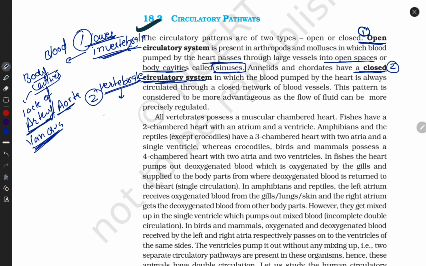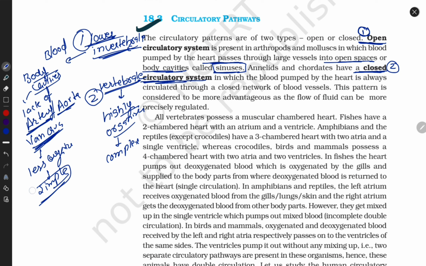Closed circulatory system is highly organized, and open is less organized. Closed is more complex and open is simple because it is found in invertebrates, and invertebrate structure is less complicated. Some examples are mollusca and arthropoda, the largest phylum, and here the example of closed is higher vertebrates, guys. So these are the basic differences between open and closed circulatory system.